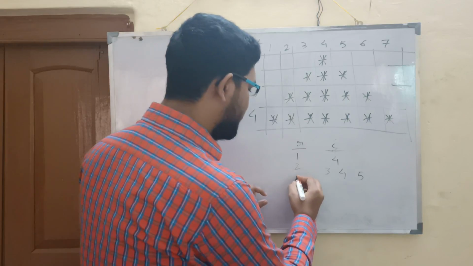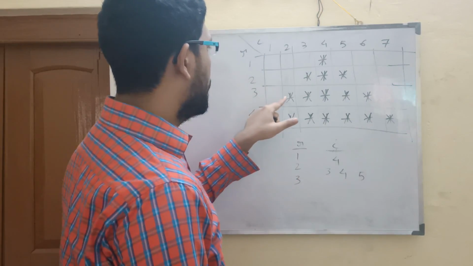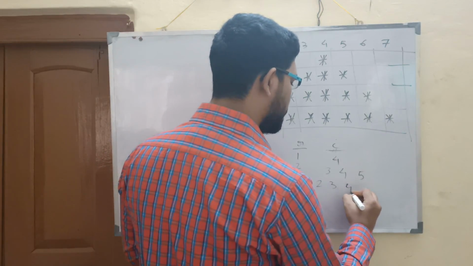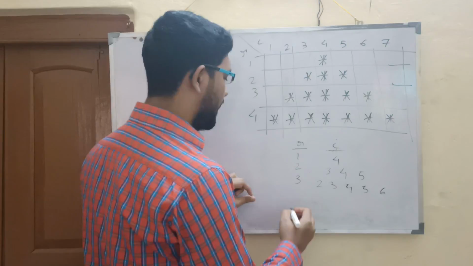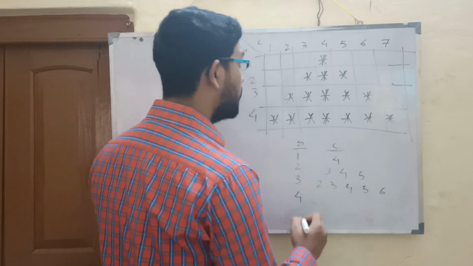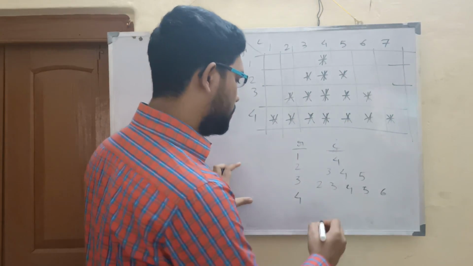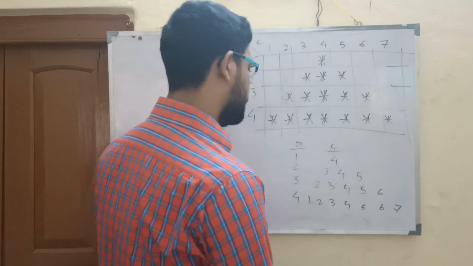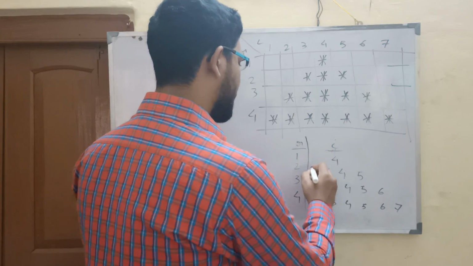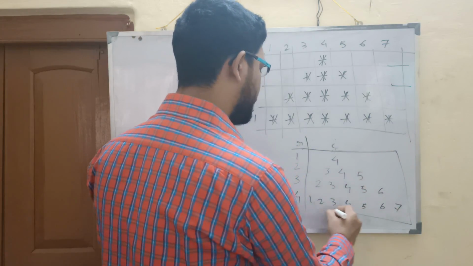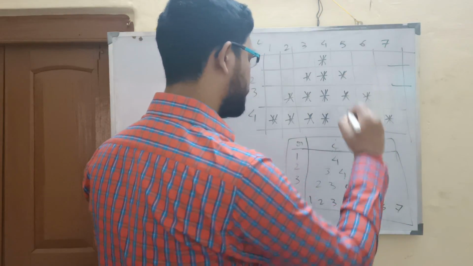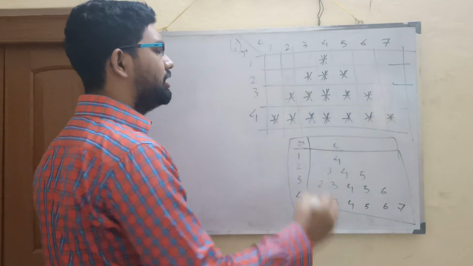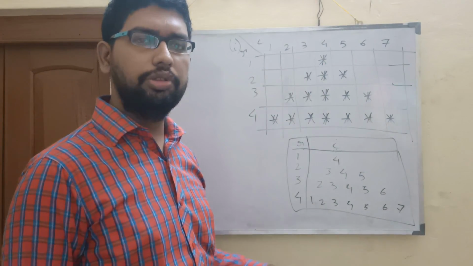Then similarly we'll just adjust according to it: row 3 at 2, 3, 4, 5, 6. And at row number 4, the stars are printed at 1 to 7, so 1, 2, 3, 4, 5, 6, 7. Basically you have to find the relation of how to match up and print this. So step number 1 is to break down this pattern into grids.